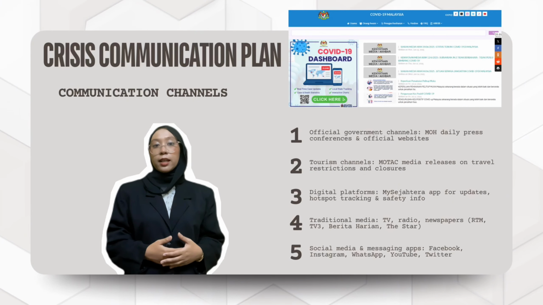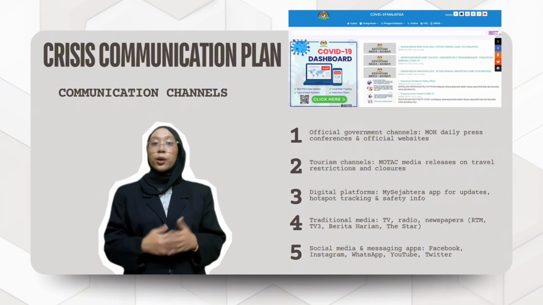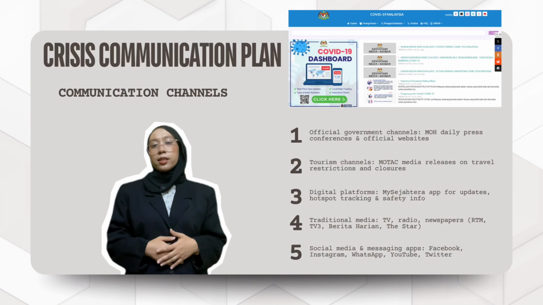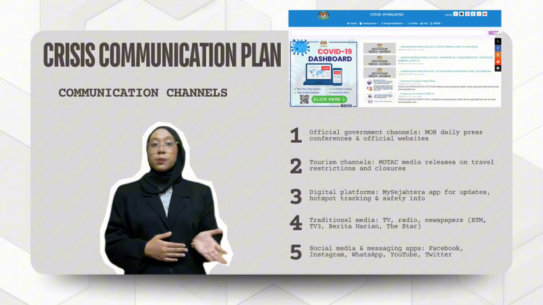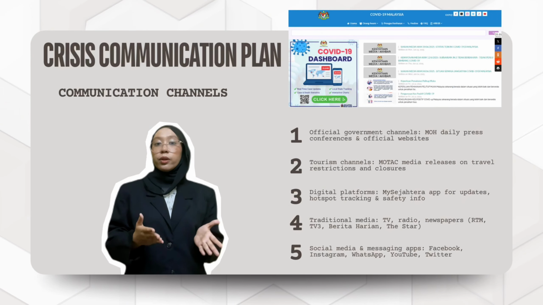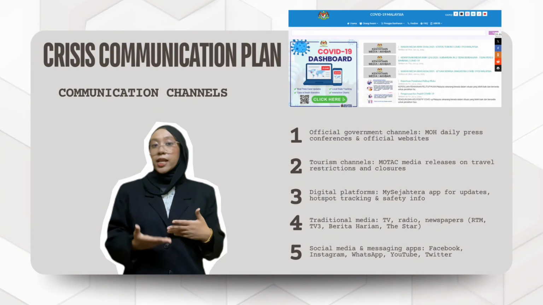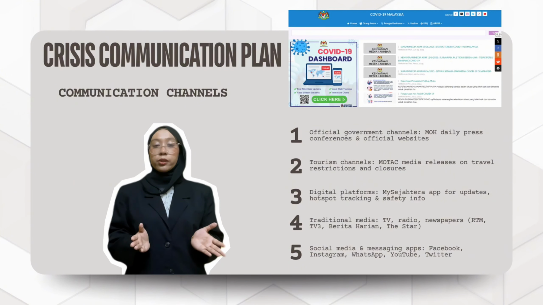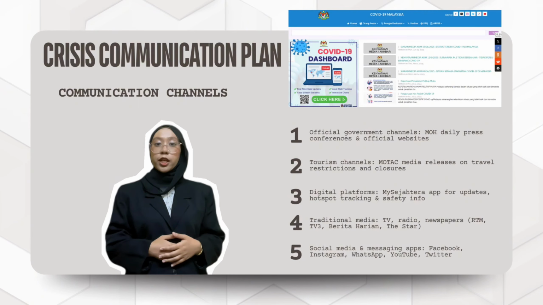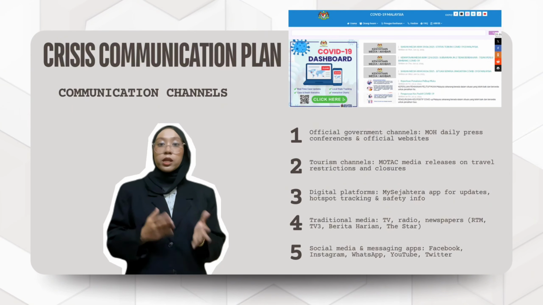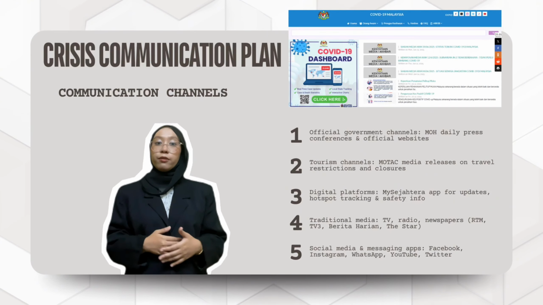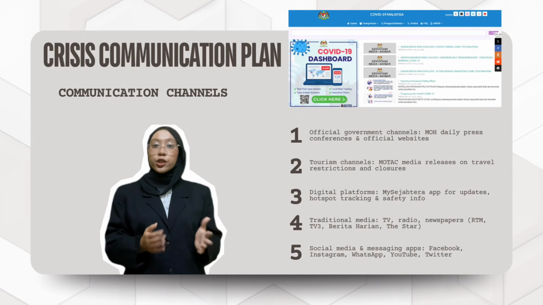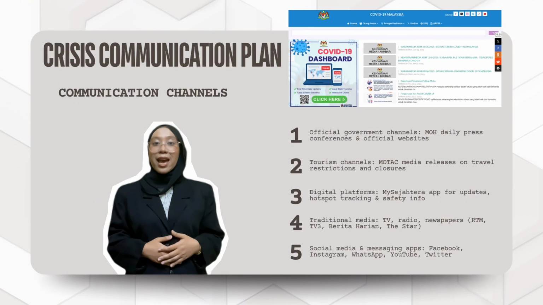Next, traditional media like TV, newspapers and radio also helped reach people who were less active online. TV and newspapers broadcast press conferences and updates, while radio reminded listeners to wear masks, wash hands and avoid crowds. Finally, social media and messaging apps allow both authorities and the public to share information. MOH used Facebook, Instagram and YouTube, while the public shared info via WhatsApp, Twitter and Instagram. Altogether, these channels ensure information reaches everyone quickly and effectively.